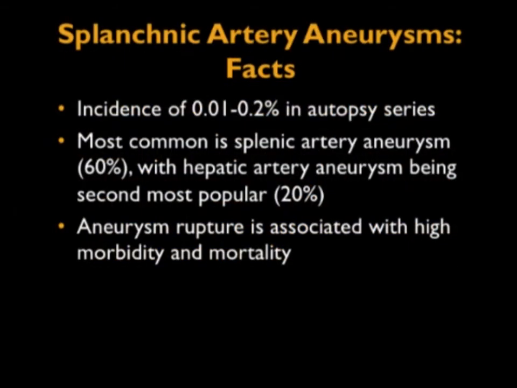When I think about aneurysms of the mesenteric vessels, I'm typically thinking about arterial aneurysms, of course. It's uncommon, but we are seeing it more frequently now with better scanning. Most common would be the splenic artery and hepatic artery being the second most common. Aneurysm rupture is associated with high morbidity and high mortality.